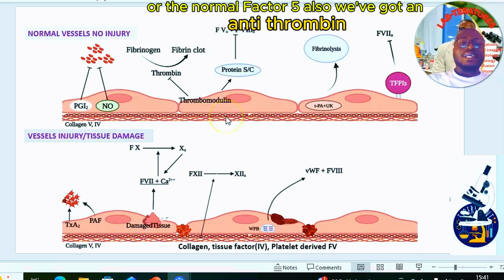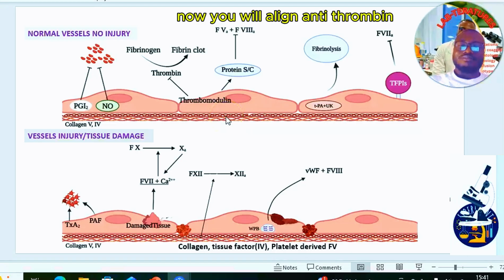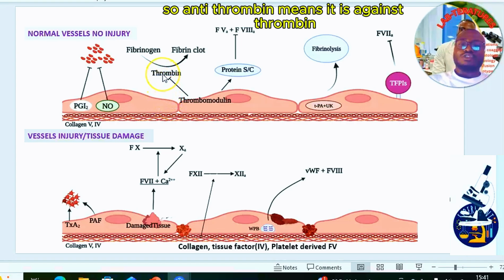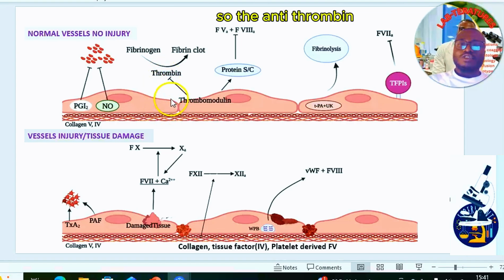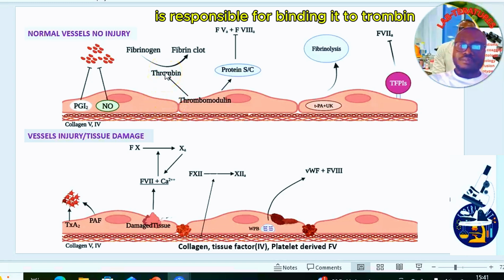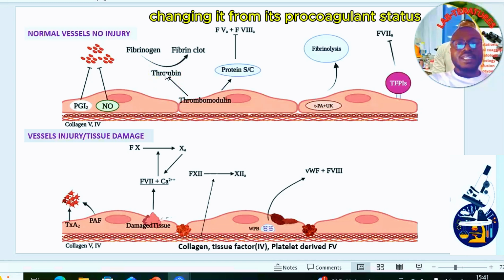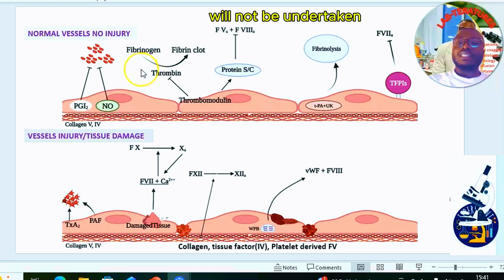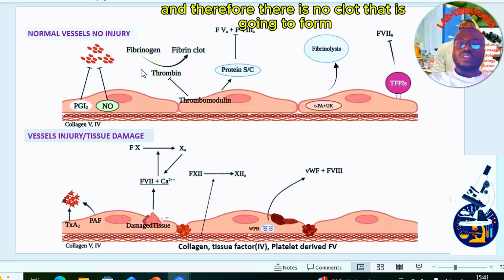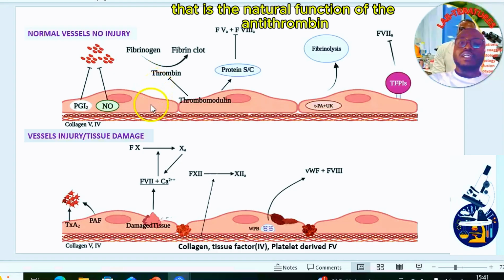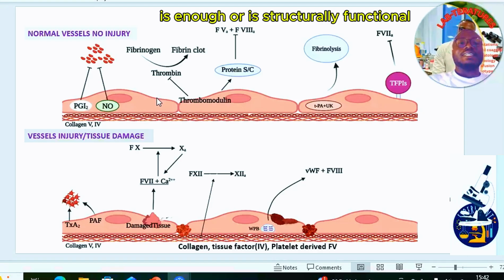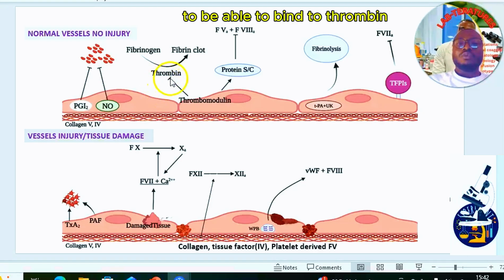Also, we've got antithrombin. Now you will align antithrombin to the same status as thrombomodulin at this point. So antithrombin means it is against thrombin, and I think we've talked about it before. The antithrombin is responsible for binding to thrombin, changing it from its procoagulant status into an anticoagulant, meaning the thrombin activity of activating other factors will not be undertaken, and therefore there is no clot that is going to form. That is the natural function of the antithrombin, and the antithrombin test is performed to see if the antithrombin that we have is enough or is structurally functional to be able to bind to thrombin to stop its clotting process.